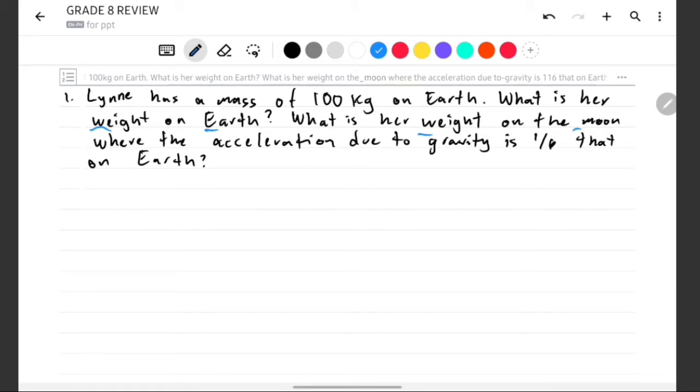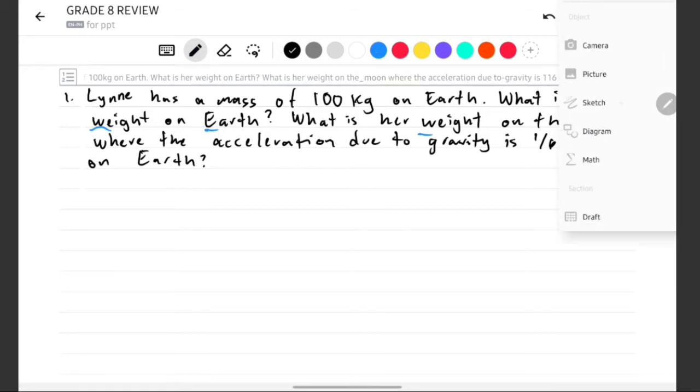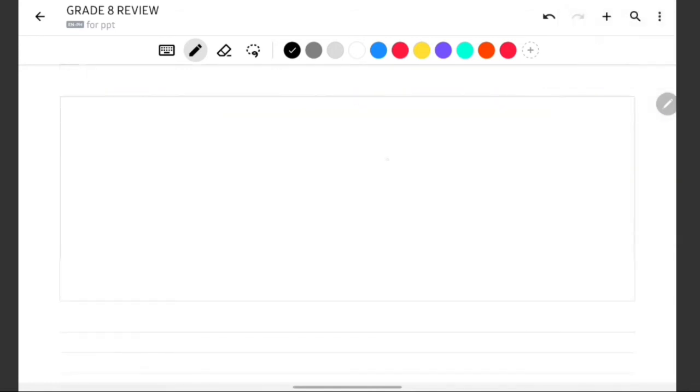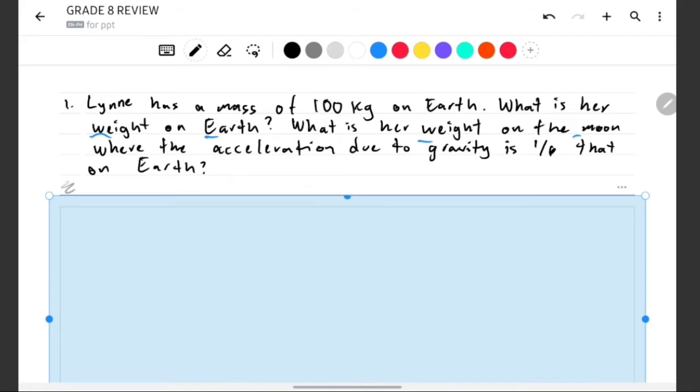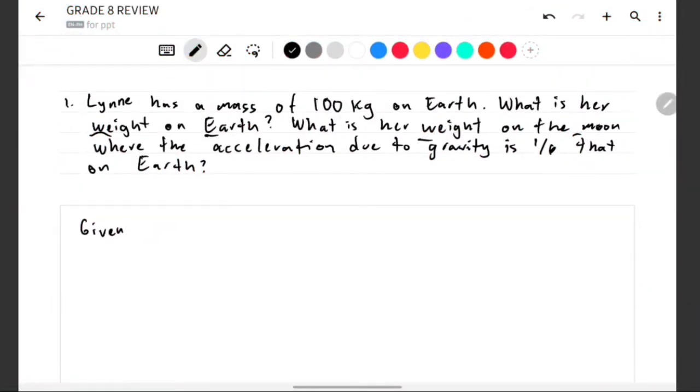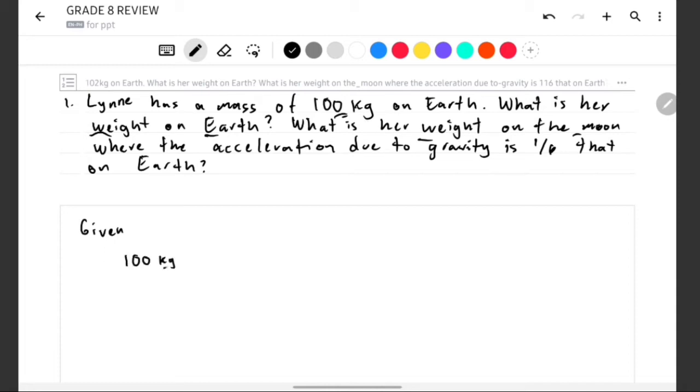So, para maging mas simple yung pag-solve natin sa mga equations na to or sa mga problems na ganito, kailangan muna i-enumerate natin yung mga given. So, first one, yung given natin is yung 100 kg. Ano yung 100 kg ulit? Ano yung quantity for the unit na kilogram? This one is for mass.